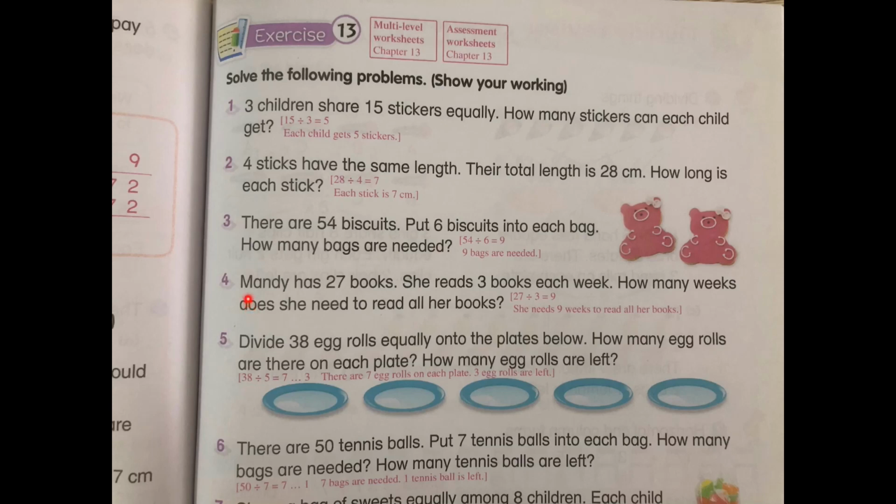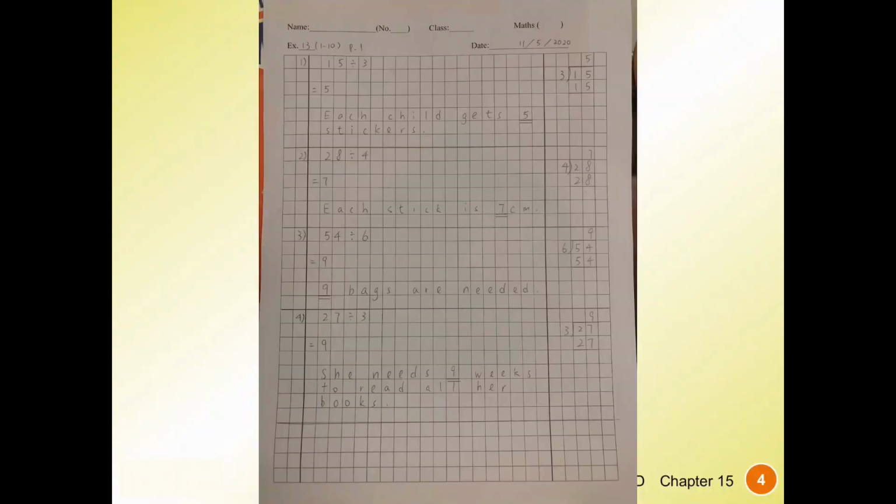And question number 4, Mandy has 27 books. She reads 3 books each week. How many weeks does she need to read all her books? So 27 books, and she can read 3 books each week. So the total number of items is 27, with 3 being the items within each group. So 27 divided by 3. 3 times 9 exactly equals 27. So she needs 9 weeks to read all her books.